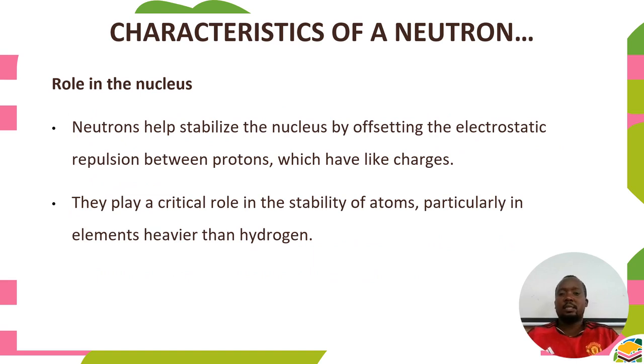Role in the nucleus: since they're found in the nucleus, the neutrons help to stabilize the nucleus by offsetting the electrostatic repulsion between protons, which have like charges. So they play a critical role in the stability of atoms, particularly in elements heavier than hydrogen.